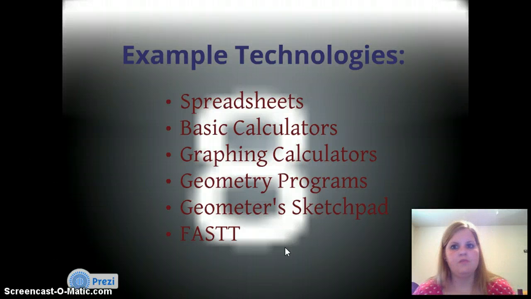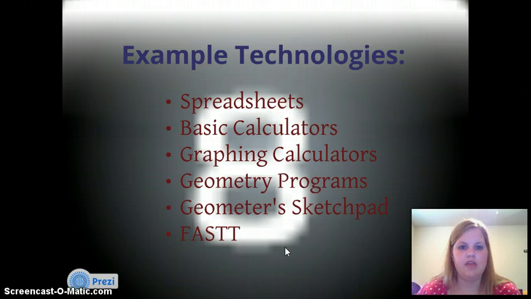Spreadsheets would be more data-driven technologies for upper level students because they can create graphs and charts and just analyze data that they can collect. Other basic calculators are like the 4 operations, not scientific or graphing calculators, but then you have your graphing calculators, probably used for upper level and college math.